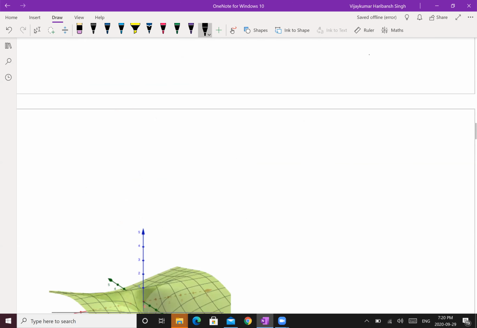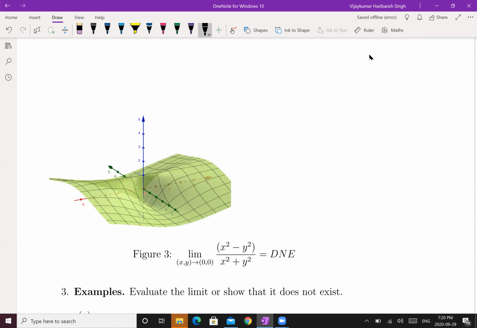Let's take another example, namely x squared minus y squared upon x squared plus y squared. So this is how the graph looks. I have drawn it on GeoGebra. You can use Desmos to also draw this graph. So what about this graph? Let's take one path. So let this be the x-axis, this be the y-axis, and then by the right-hand rule, this is the z-axis.